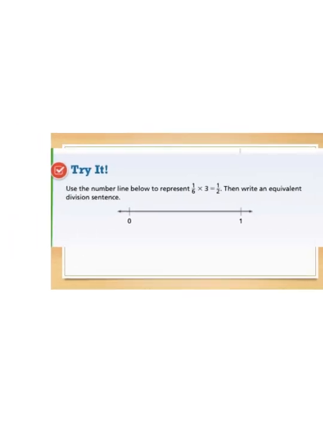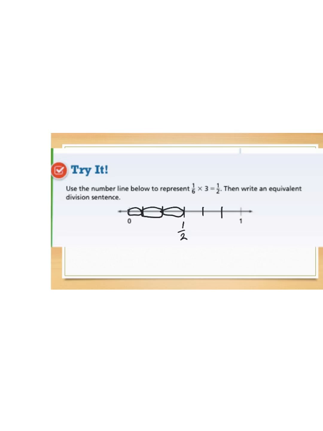This one says, use the number line below to represent 1/6 times 3 equals 1/2. Then write an equivalent division sentence. So the first thing that we have to do is break this number line up into 6. Okay? So now that we have broken this up into 6, we know that 1/2 falls in the middle. We take 1/6 times 3 equals 1/2.